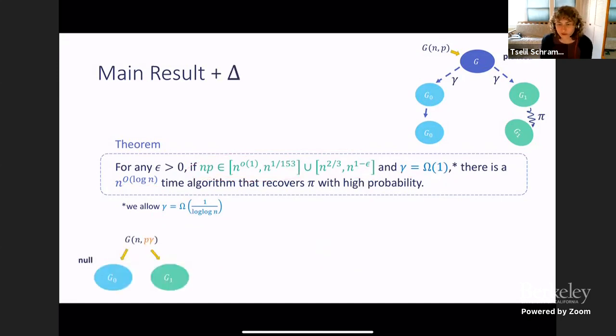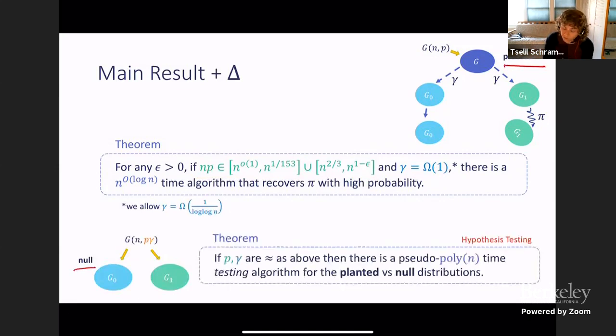Our main result is quasi-polynomial time. But if you also care about the hypothesis testing problem, where you try to distinguish this planted model from the null model that I mentioned before of just two completely uncorrelated random graphs, this we can do in polynomial time. So for p and gamma basically as above, we can get a polynomial time hypothesis testing algorithm that tests between the planted and null distributions.